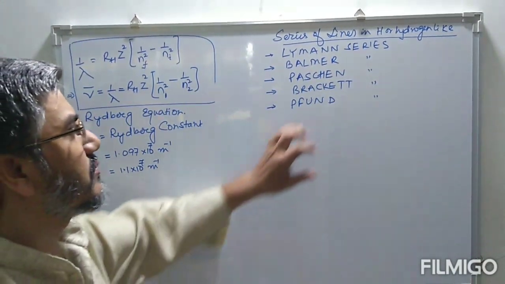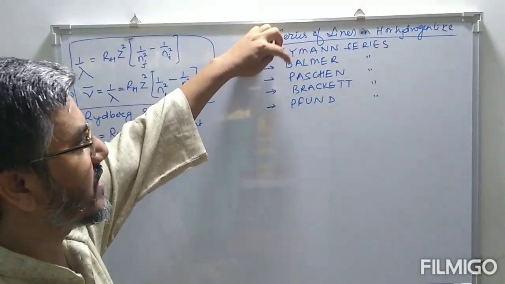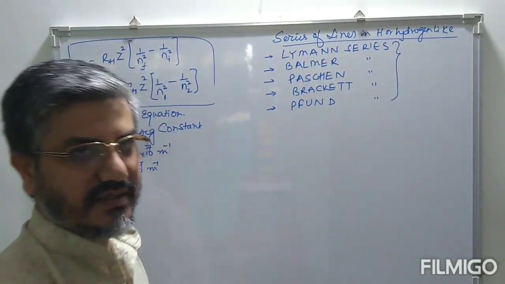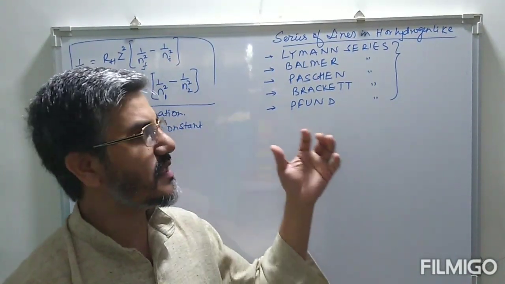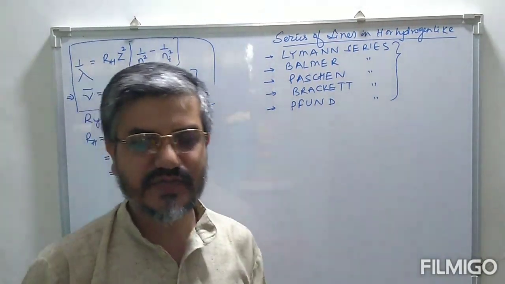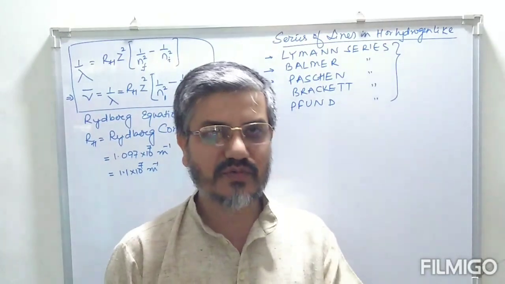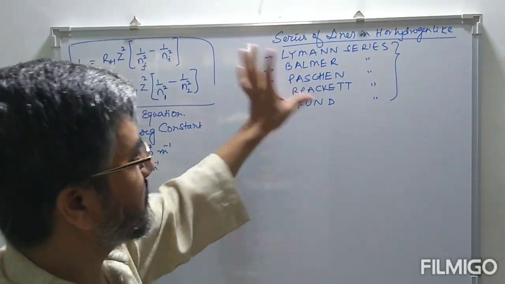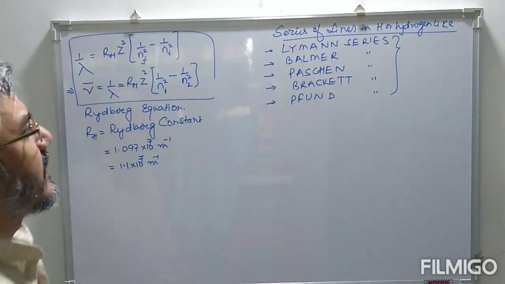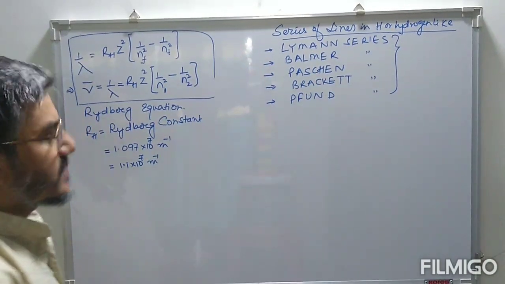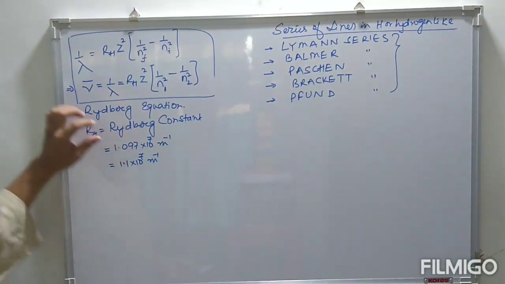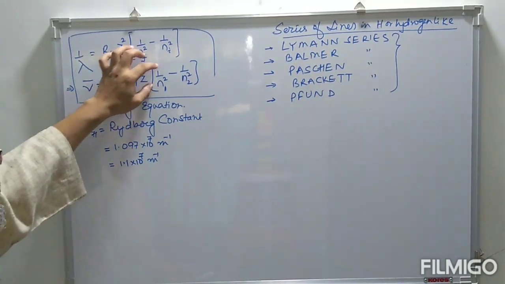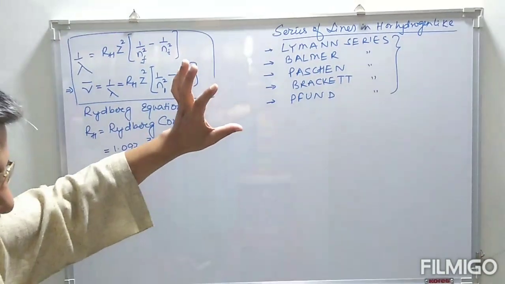We do have other series also, but in our syllabus we have only Lyman series, Balmer series, Paschen series, Brackett series, or Pfund series. So each series has got different frequencies, and some of the series lie in visible spectrum, some of the series lie in infrared spectrum, some of the series lie in ultraviolet radiation. So we'll take up one by one. Now, for all these series, the equation to be used for measuring wave number is Rydberg equation. That is 1 by lambda, the wave number, is equal to RH Z square, 1 by N1 square minus 1 by N2 square.